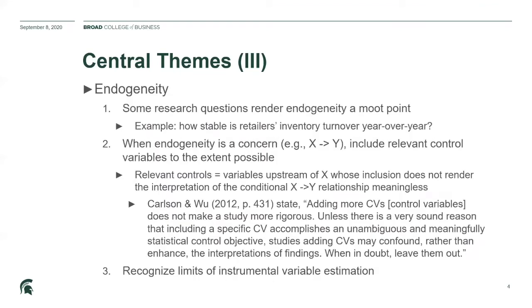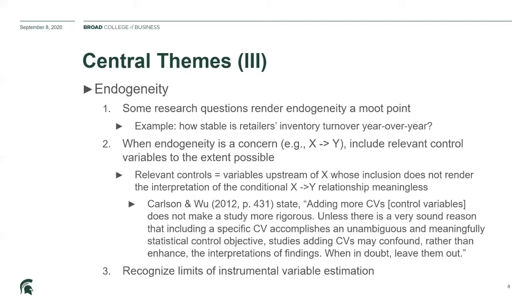And lastly, that brings us to the discussion of endogeneity, and specifically endogeneity due to omitted variable bias. So a few points that we wanted to stress with this editorial are: one, some research questions render endogeneity a moot point. If somebody would have data from 150 retailers and they'd be curious in modeling how stable the correlation is across these firms' inventory turnover ratios over time, it's not a question of omitted variable bias. That's something that can be answered very easily with a covariance pattern model. And so that's the type of research question for which endogeneity isn't a concern.